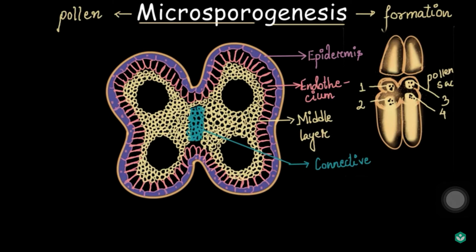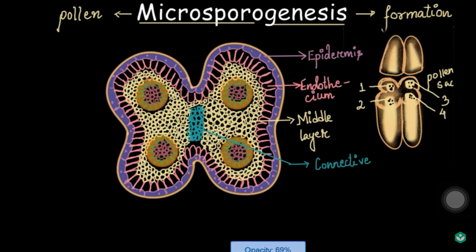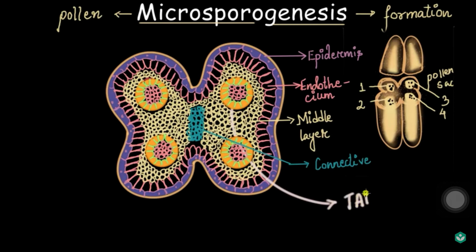So let me quickly show you the microspores. These pink cells that you see here are the ones that will give rise to microspores. So these are not microspores yet. And the yellow covering that you see beside, this is the most important layer. It is called the tapetum. So let me write it here. This is the tapetum. And it has a number of functions.